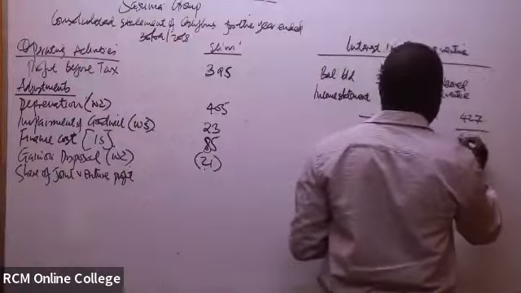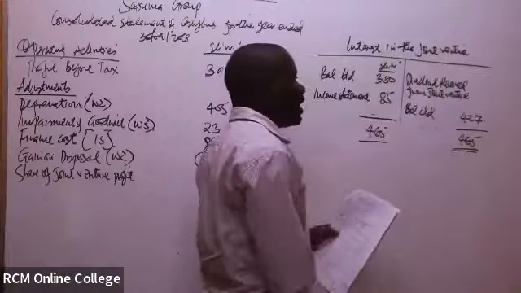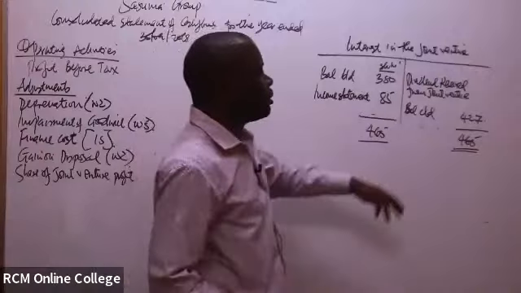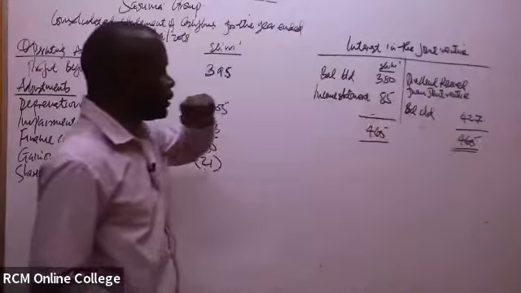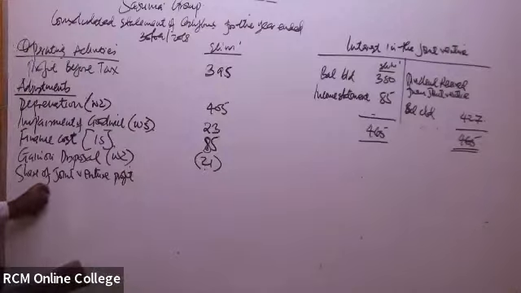So 465. You need to get the difference: 465 minus 427. With that, you'll be able to get the dividends received from the joint venture. And of course, this is part of the items you'll make as adjustments here.